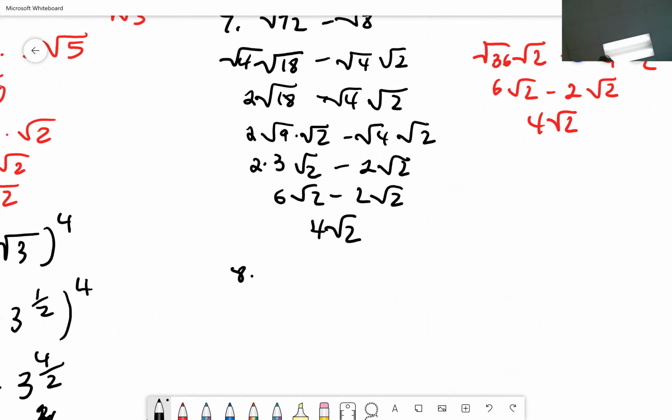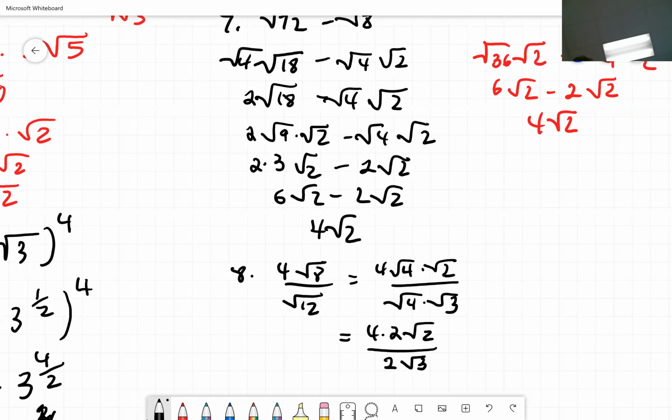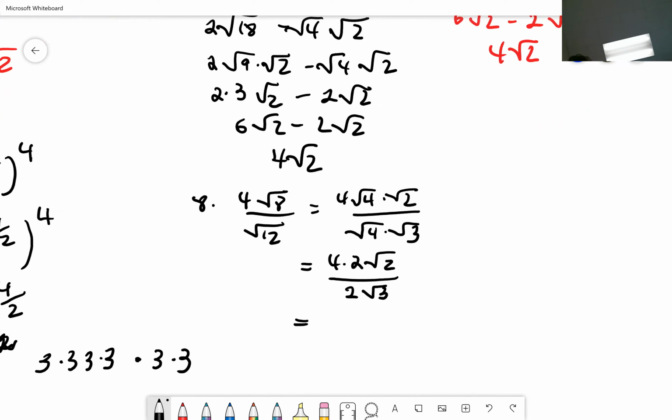Number 8. We got 4 square root of 8 divided by square root of 12. Now, it's up to you how you want to proceed. Some people might want to go ahead and simplify first. Like some people might say, okay, well, this is 4 square root of 4 times the square root of 2 divided by the square root of 4 times the square root of 3, which equals 4 times 2 times the square root of 2 divided by 2 square root of 3. So that's going to be 8 square root of 2 divided by 2 square root of 3.